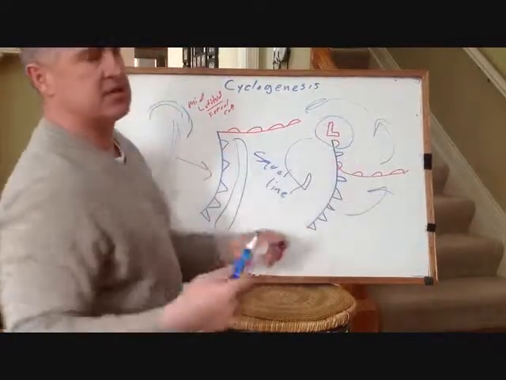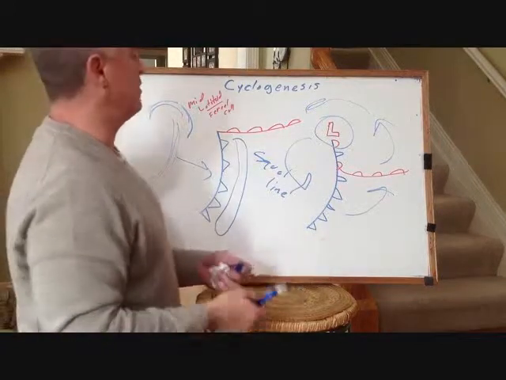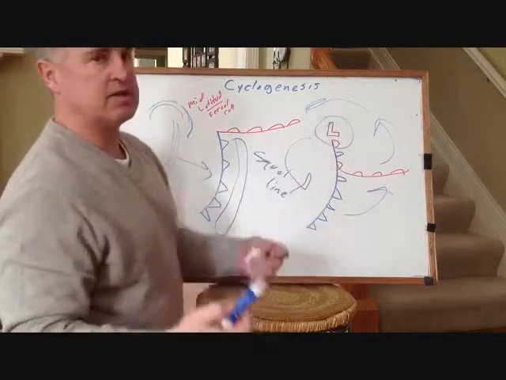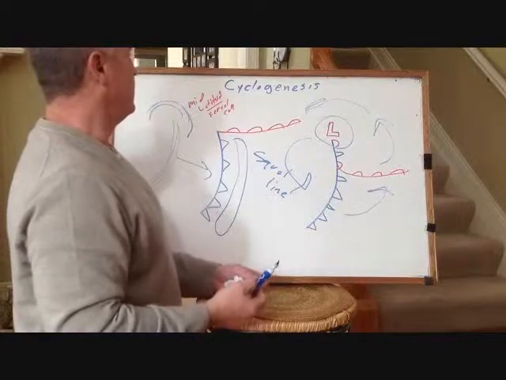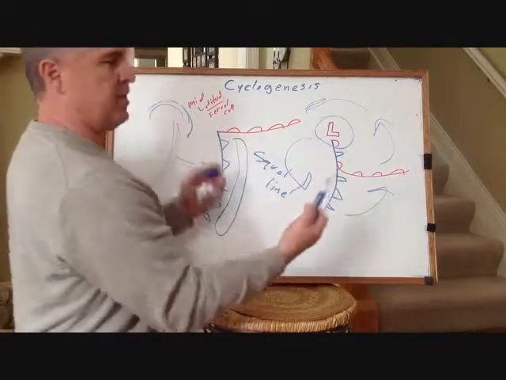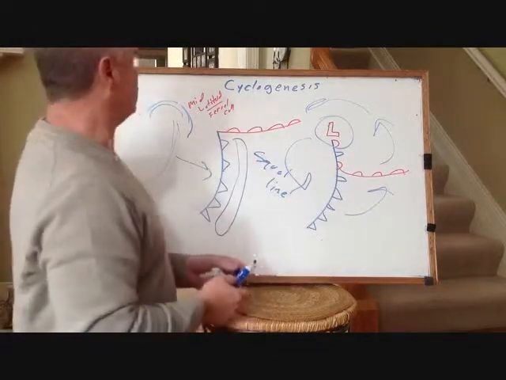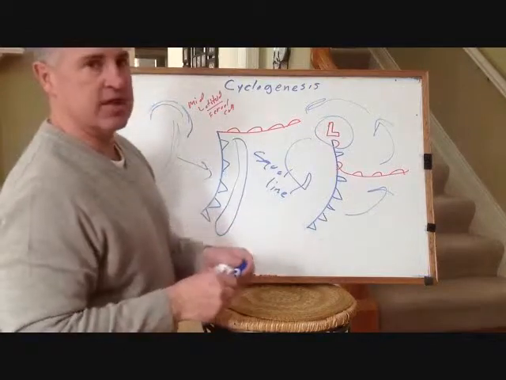So cyclogenesis is the life or the beginning of a cyclone. Cyclone, low pressure, unstable, bad weather, mid-latitude. It's happening where we live here in North America. So that's mid-latitude cyclones and cyclogenesis.